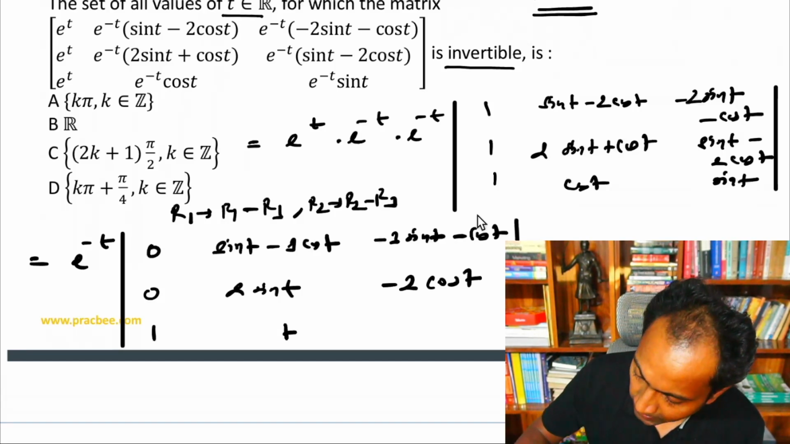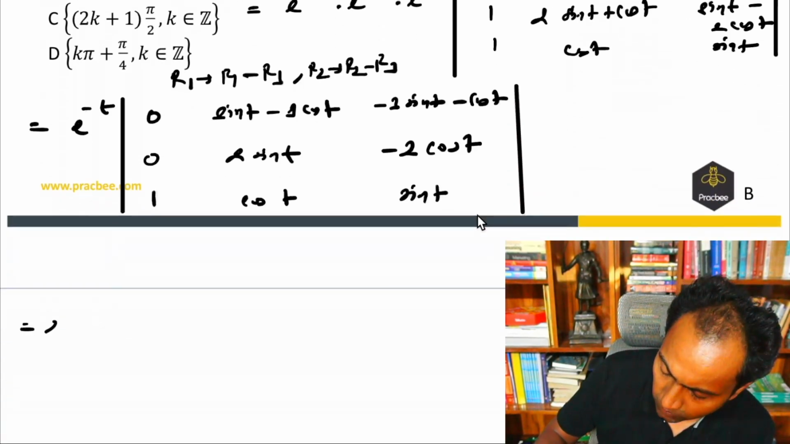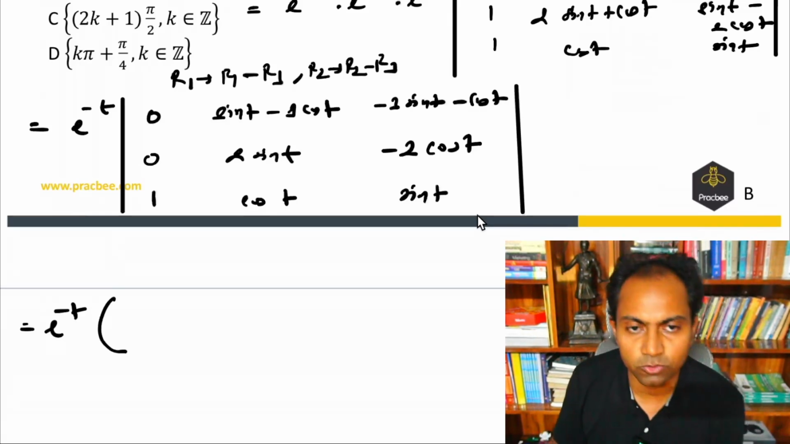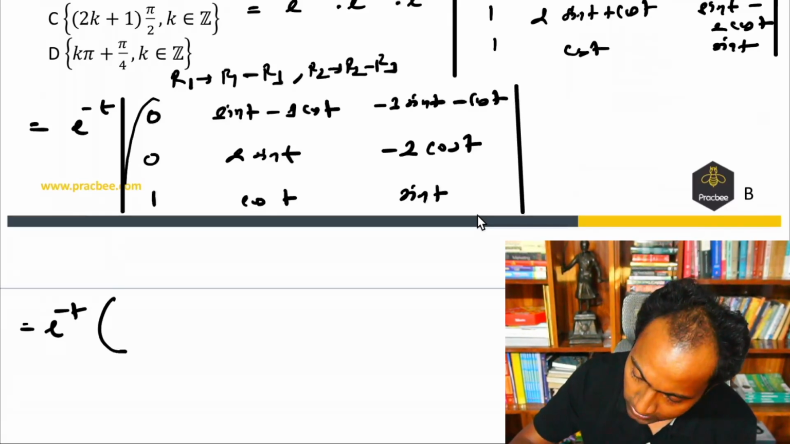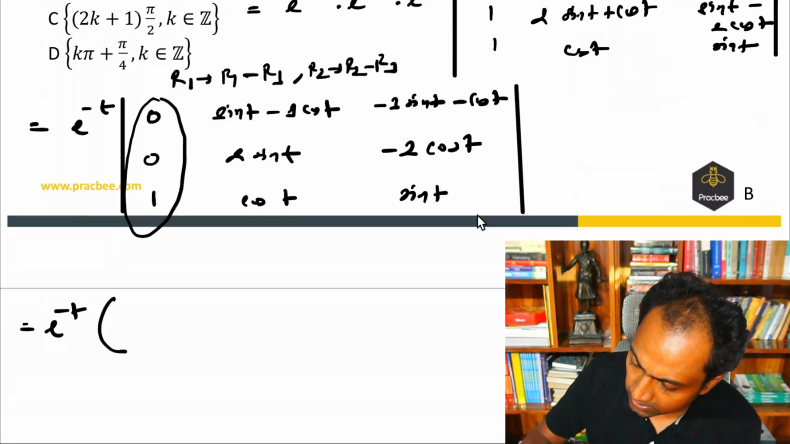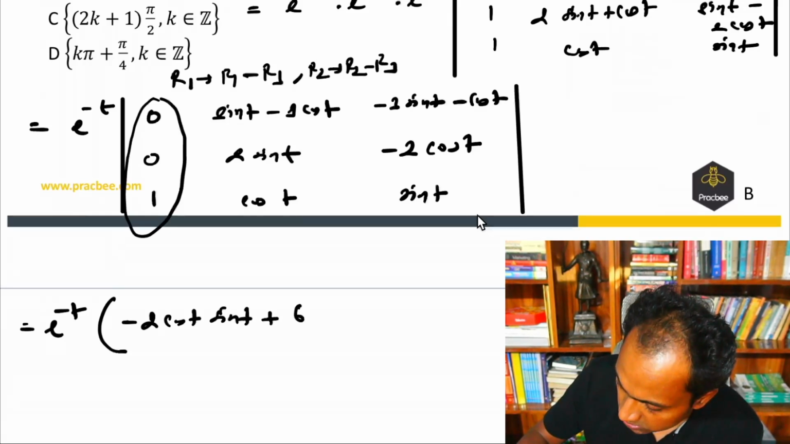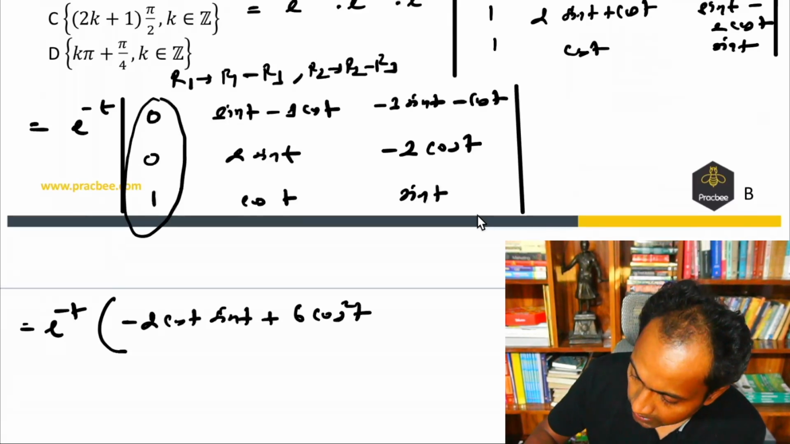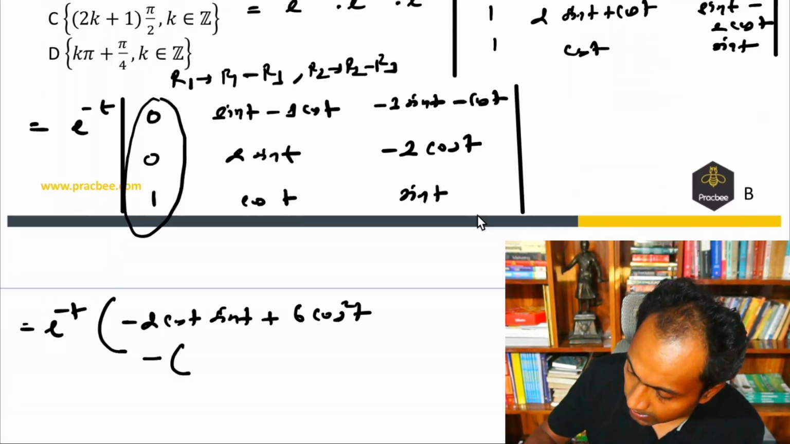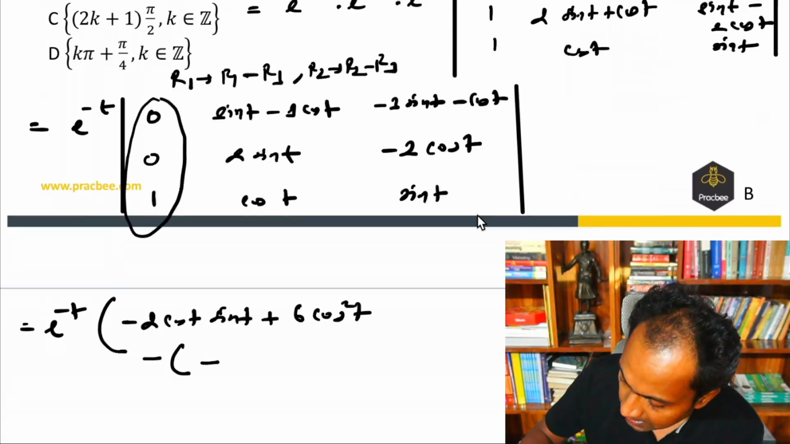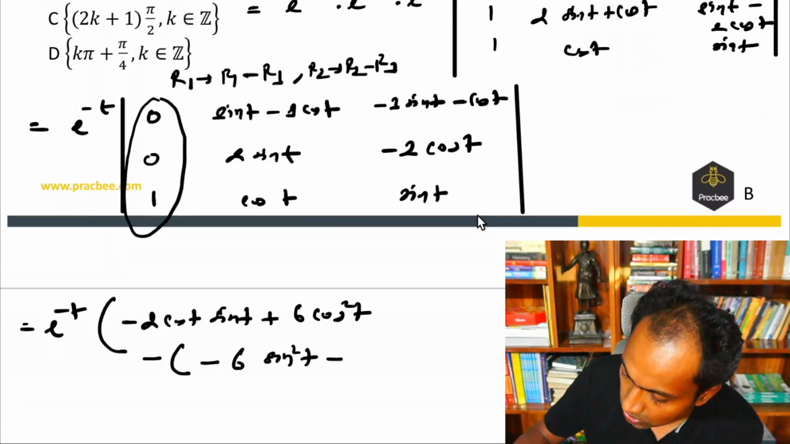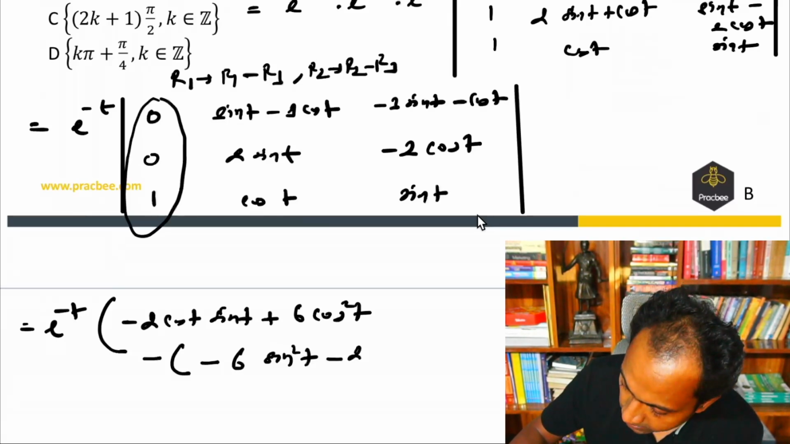Once you have written it in this manner, the next step is to open it up. So let us open it up. Let us see what happens. The e raised to the power minus t, let us open it up. So I will open it along this first column. Then this will become minus 2 cos t into sin t plus 6 cos square t. Then what we have is a minus sign and minus 6 sin square t and minus of 2 sin t cos t.